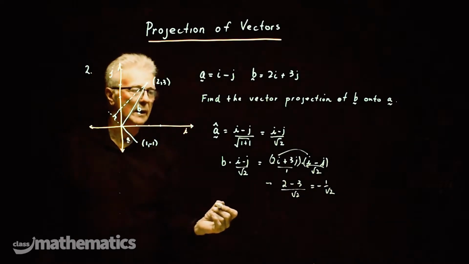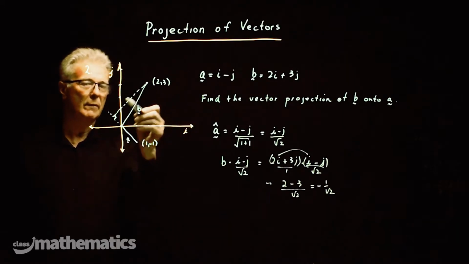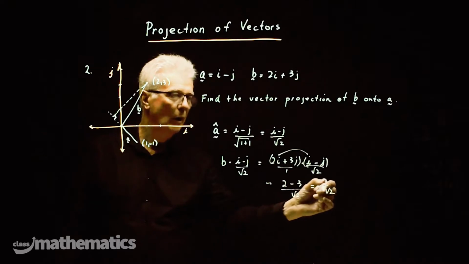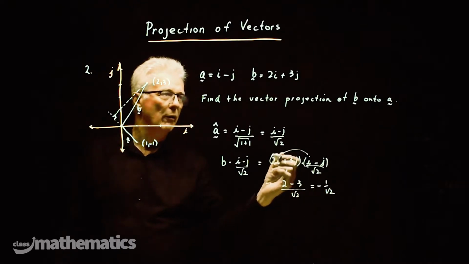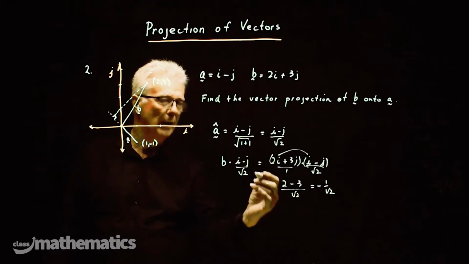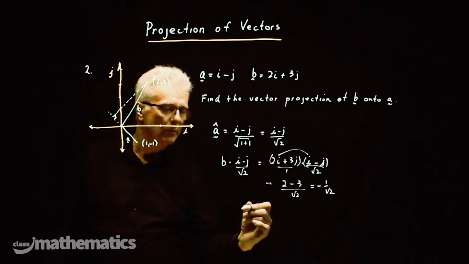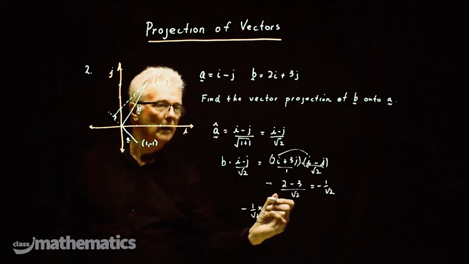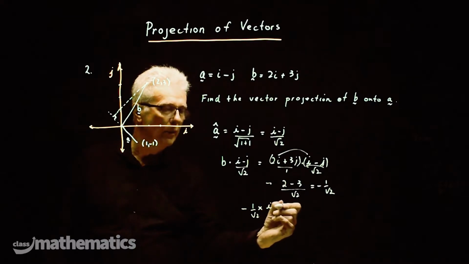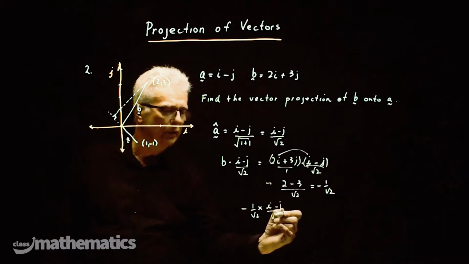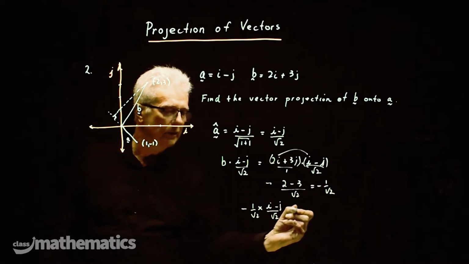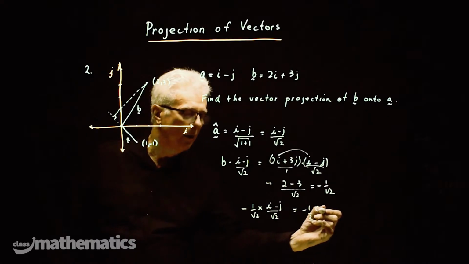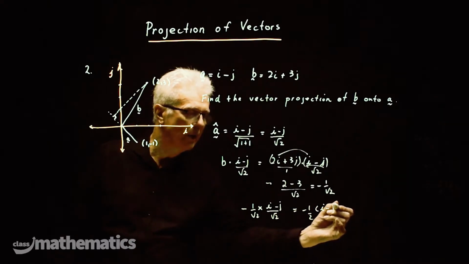Right, now to find the vector projection on this one, we simply multiply this by the unit vector of a. So it's minus 1 over root 2 times (i - j) over root 2, and that's going to give me minus a half of (i - j).